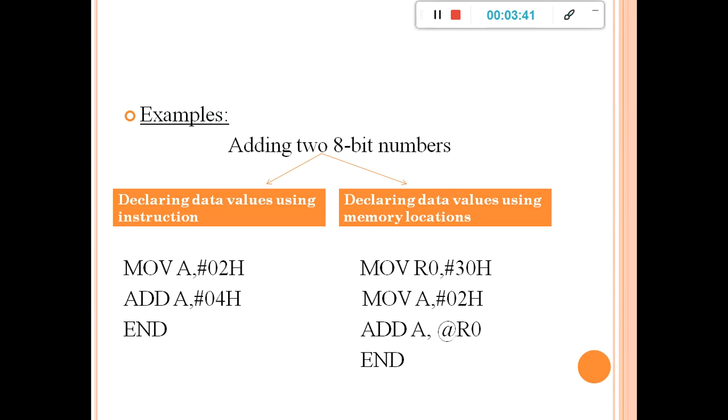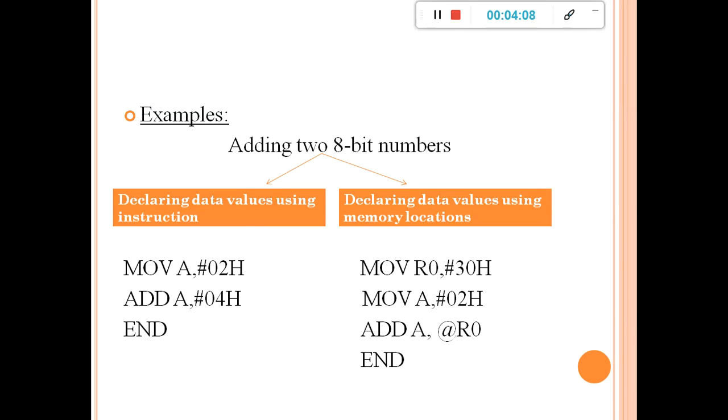The same thing you can write for adding two 8-bit numbers using various addressing modes. You can use direct addressing mode, indirect addressing mode, register addressing mode, any addressing mode you can make use of. The simplest is immediate addressing mode because you can move the immediate data directly to the registers.